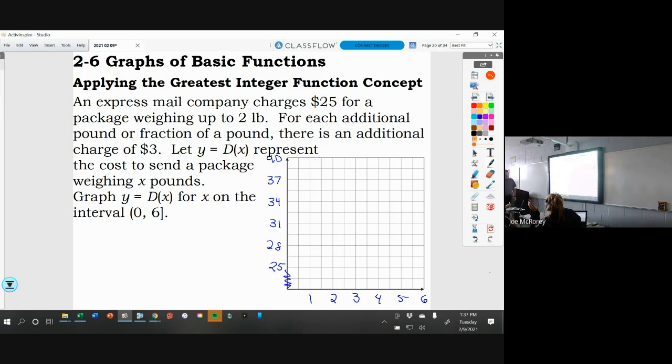Okay. The second I mail something, and it's super, super light, how much does it cost me? $25. But I'm going to have an open circle here, right? Yeah. And it's going to stay $25 until 2 pounds.